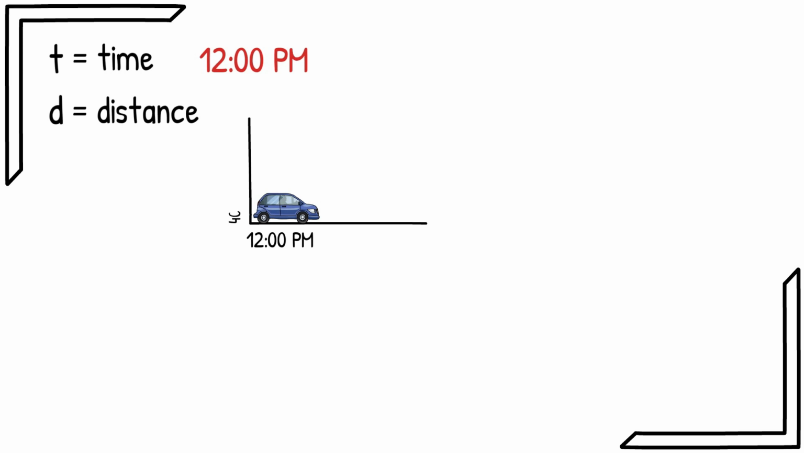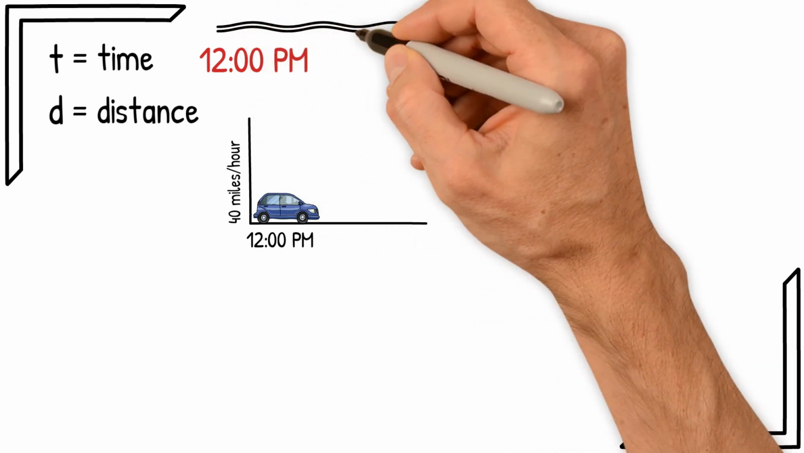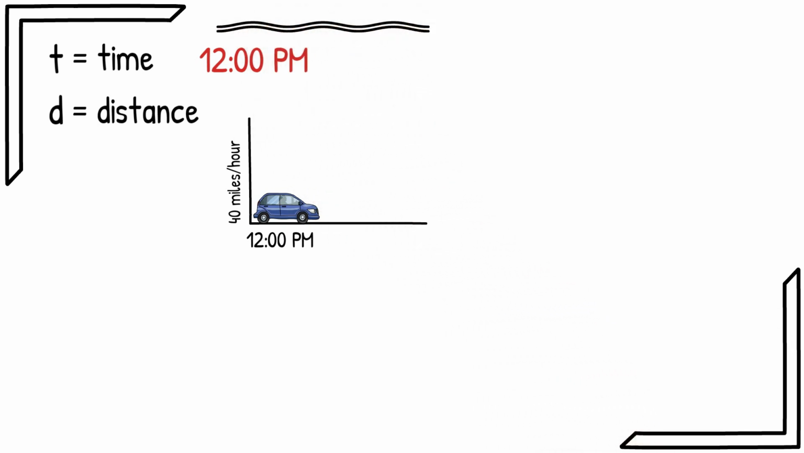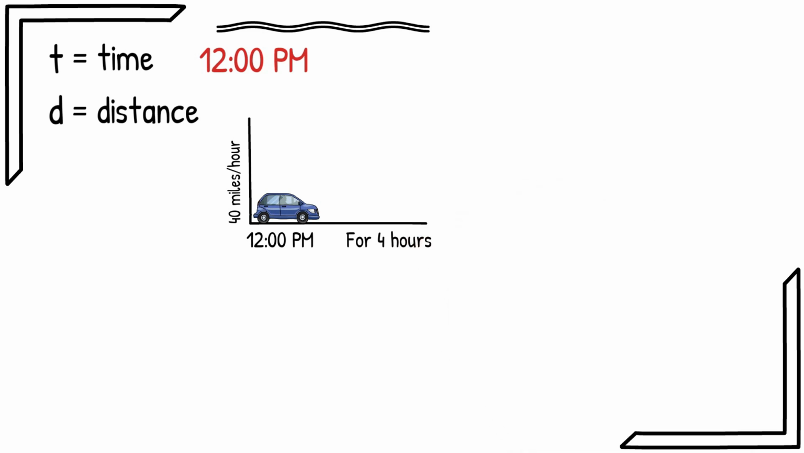For simplicity's sake, we'll say that we drive at a constant speed of 40 miles per hour. Of course, this is a huge oversimplification. When we drive, we sometimes go faster, sometimes go slower, sometimes we stop during traffic, but we're keeping this example as simple as possible. So let's just say we're driving at a constant speed of 40 miles an hour for 4 hours straight.